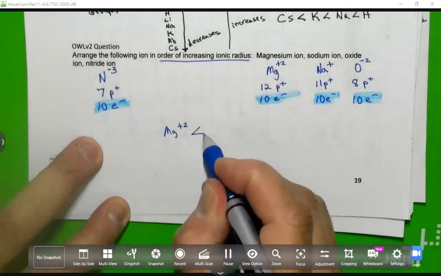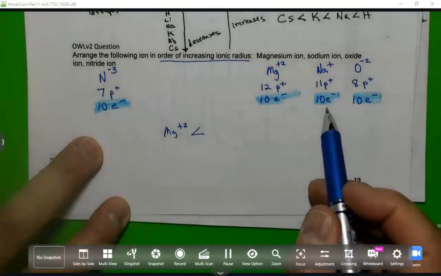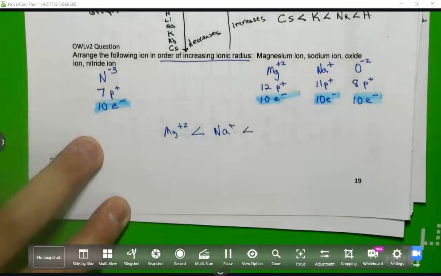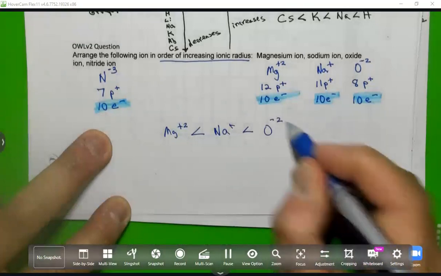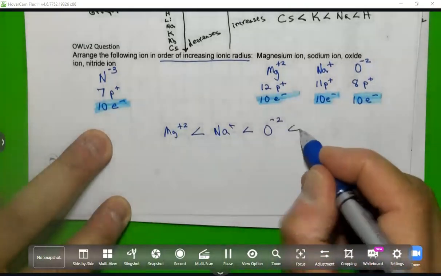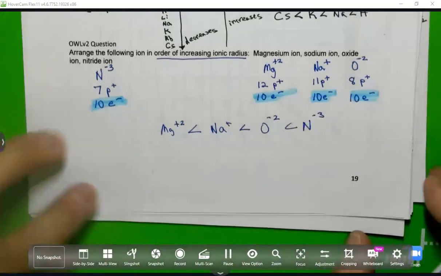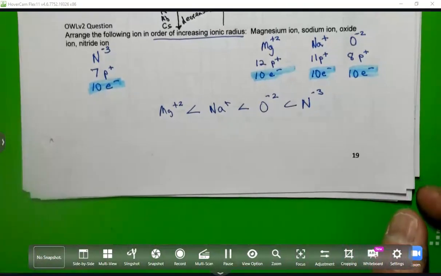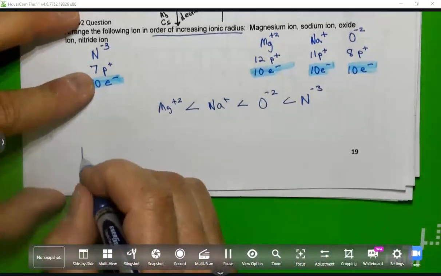Then what? Then you've got 11 protons pulling on 10 electrons, sodium. Then you've got 8 protons, 10 electrons, and then the biggest one is nitride. That would be the order you would get. Now listen, this is a generalization.